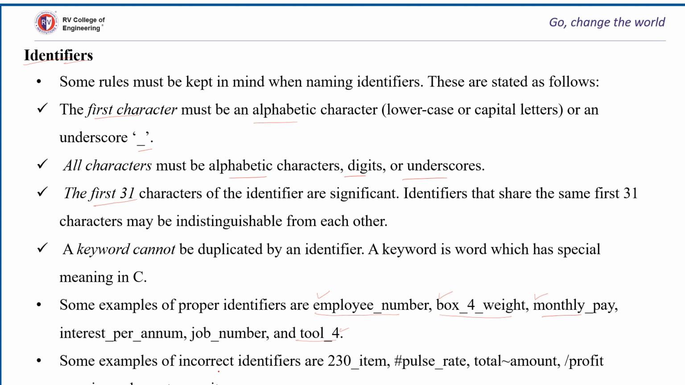Some examples of incorrect identifiers are 230_item. Why? Because the first character is a digit. #pulse, the first character is a special character. We have token~amount, so this is again a special character which is not allowed. /profit, this is a special character which should not be used for naming a variable.